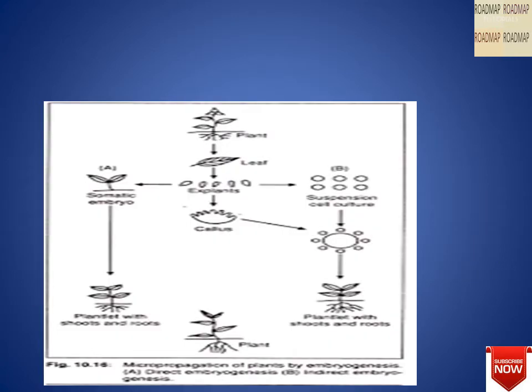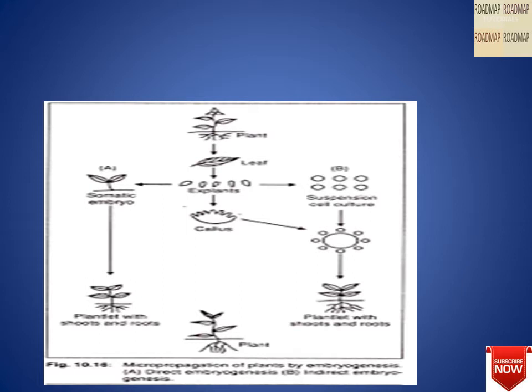Now, for a better explanation, from the figure you can see that from a plant, an explant is taken, that is a leaf. Then it undergoes the formation of somatic embryo directly without undergoing callus formation. Then it undergoes formation of the shoots and roots, and then that plantlet is taken into the green environment for the formation of a plant. This is direct embryogenesis, somatic embryogenesis.